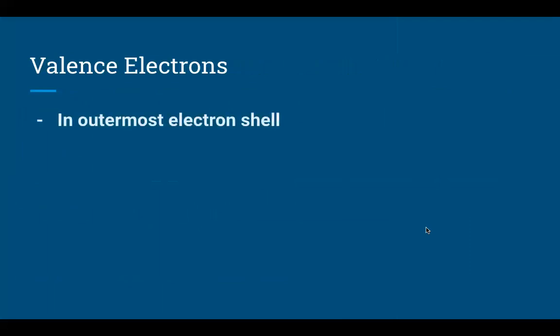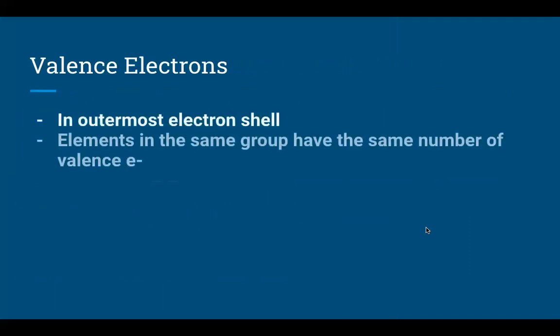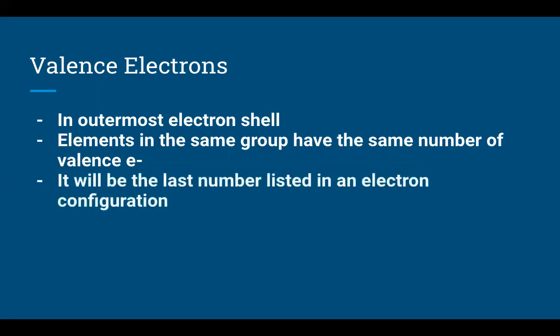Valence electrons. These are the ones found in the outermost electron shell. Elements that are in the same group have the same number of valence electrons, and that's why elements in the same group also have similar chemical properties. It's all based on those valence electrons. The outermost shell, the highest energy level, contains our valence electrons. This will also be the last number listed in an electron configuration. So if you're given 2, 8, 1, the 1 is the valence electron.